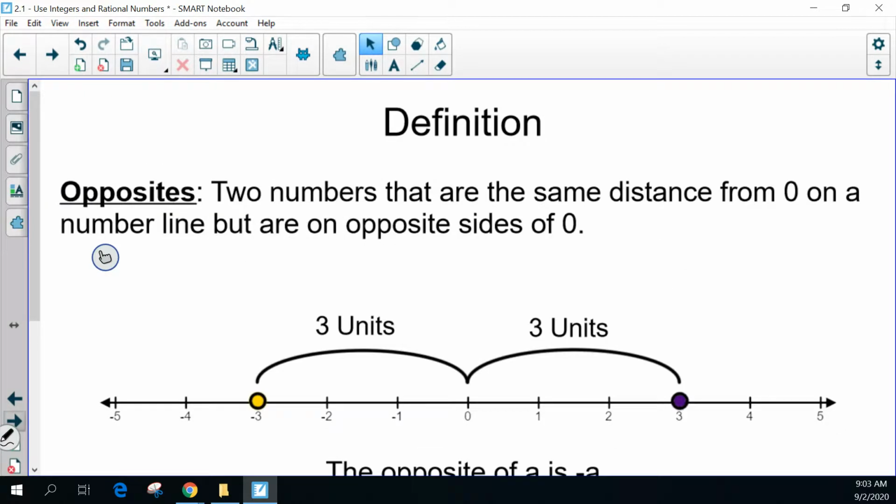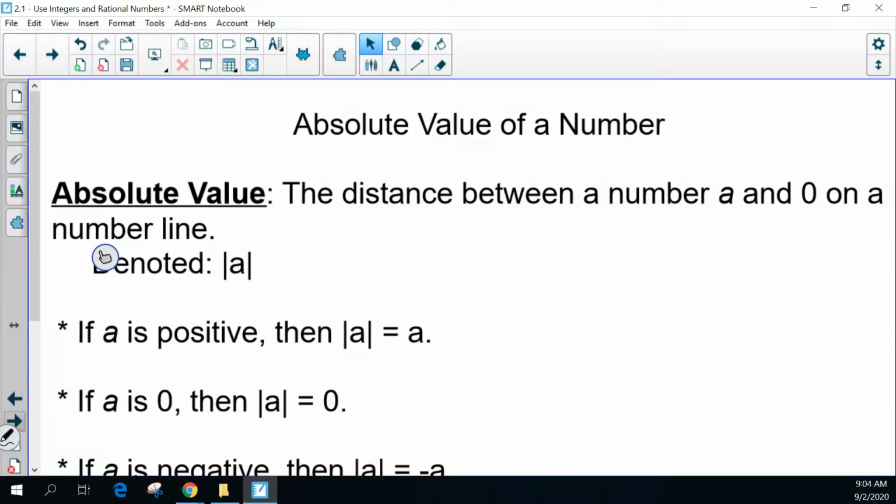So don't write this down, but just to review, opposites are 2 numbers that are the same distance from 0 on a number line. Like 5 and negative 5 are opposites of each other, but they're both 5 steps away from 0 on a number line, right? So you will write this down though. Absolute value.